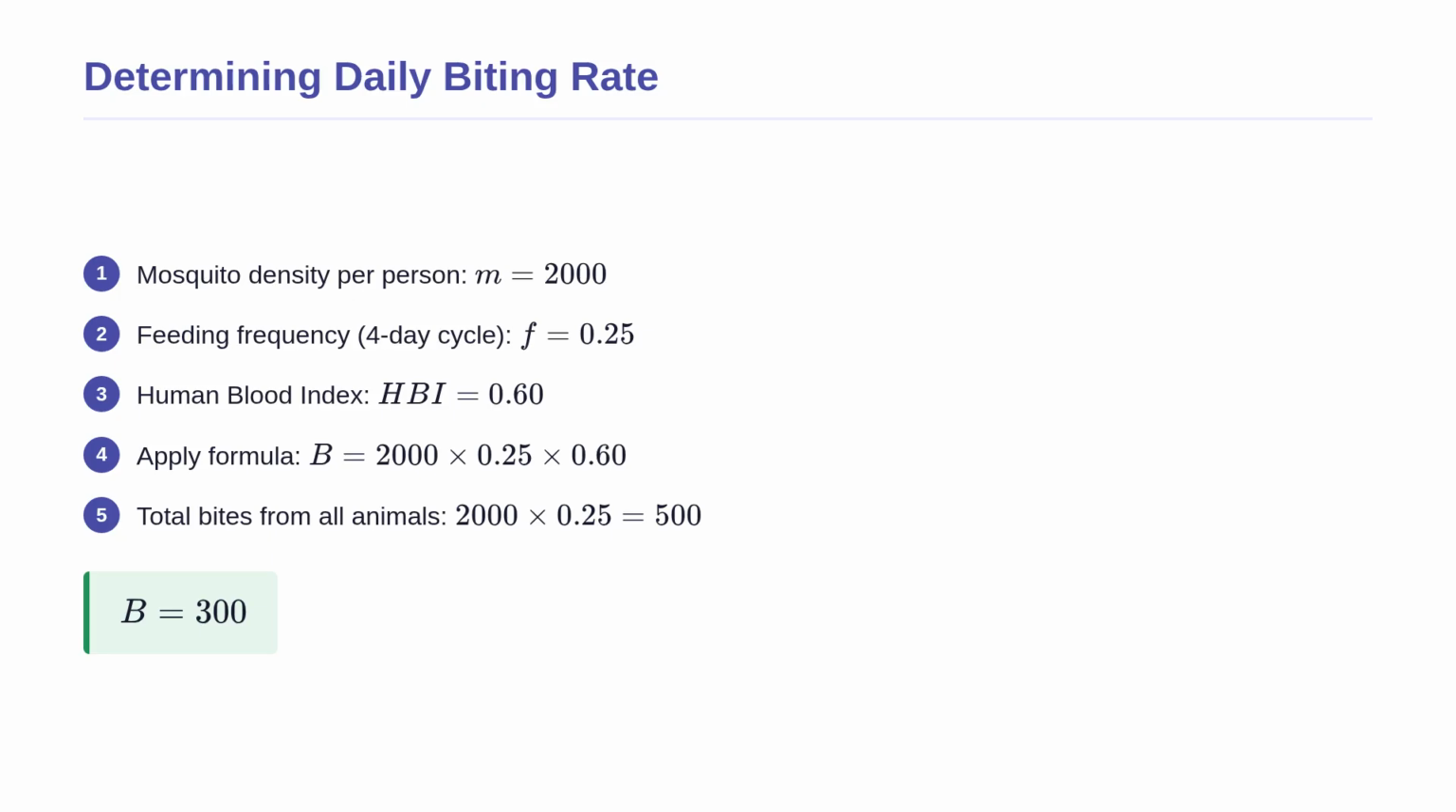We multiply 2,000 by 0.25, which gives us 500 total bites per person from all animals combined. We then multiply that 500 by 0.60 to filter out the animal bites. The final answer is 300. This means a single person receives 300 mosquito bites every single day, indicating an incredibly high-risk environment requiring immediate emergency intervention.